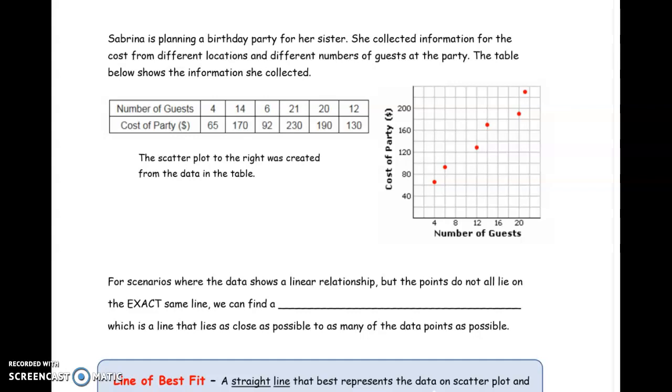So let's look at this example here, and we'll talk a little bit about that line of best fit. It says Sabrina's planning a birthday party. She collected information. Here's the scatter plot. You can read that there. So I created a scatter plot of that table. Now, the first thing I want to talk about, and maybe this would be a good time to pause your video, is: does the data appear to form a line? So is it linear? Maybe pause it for a second and answer that.